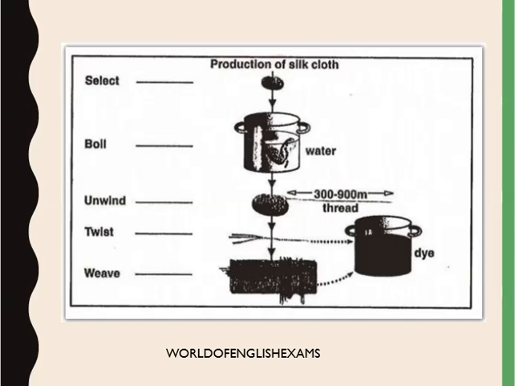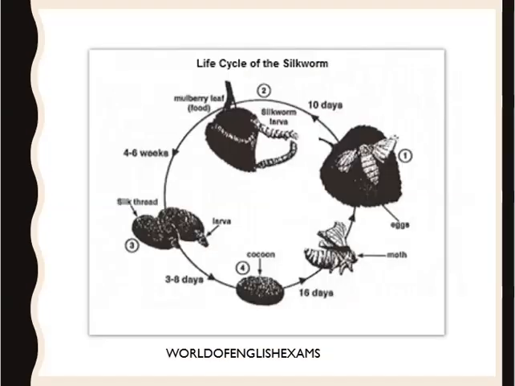So how many stages are there? Selection, boiling, unwinding, twisting, weaving and dyeing. So totally there are 6 stages, whereas in the life cycle there are 4 stages. So if you want, in the overview you can go ahead and represent this data. And you can tell that the life cycle is going to begin with laying the eggs, and it's going to complete with the emergence of an adult moth.